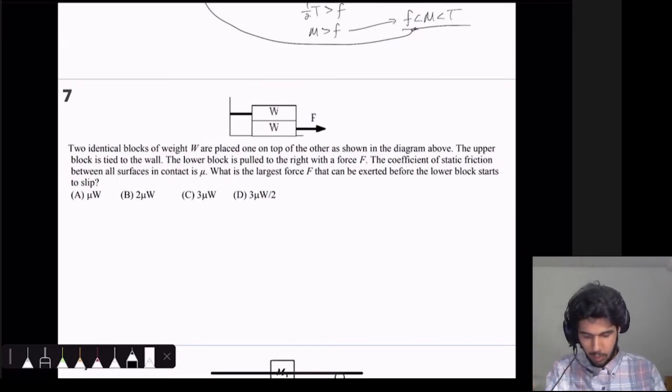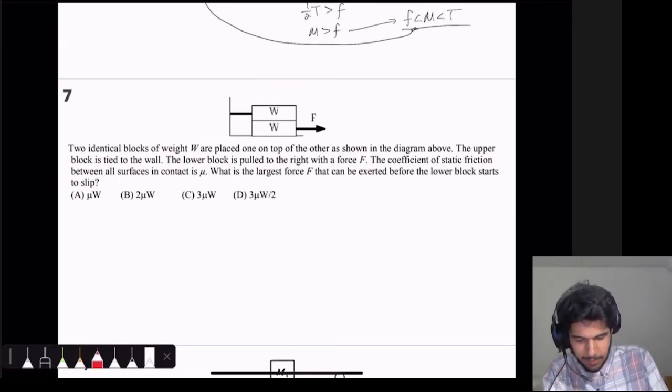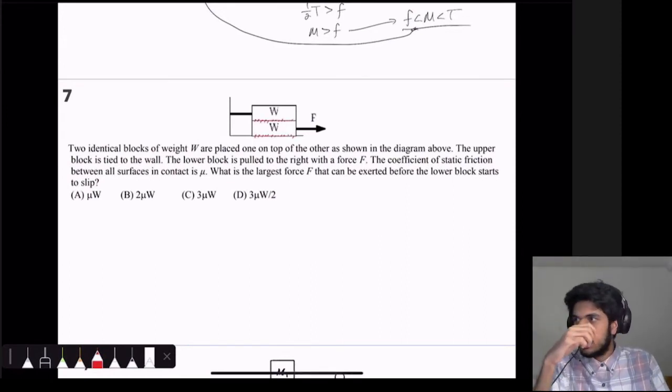So first, let's figure out what the surfaces in contact are. Well, we have this surface here with the ground, but also in between these two blocks. They're in contact, so that's where mu is. So, kind of complex what's going on here.